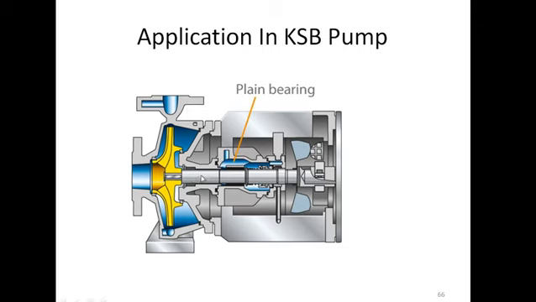Whenever the shaft is going to rotate, there will not be direct contact between the inner casing of this KSB pump and the shaft. Due to this, what will happen? The life of the shaft and the life of this casing will increase. Only after some days, when the bearing wears out, we are going to change the bearing, and the life of this shaft and the life of this casing will increase due to the use of this plain bearing.